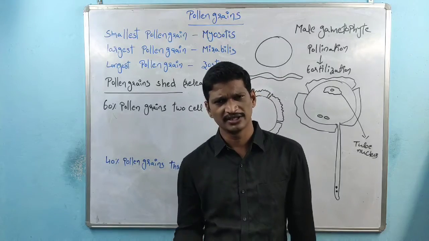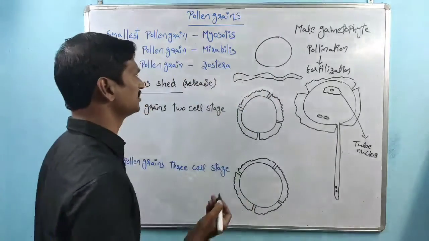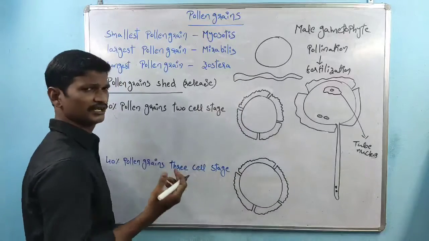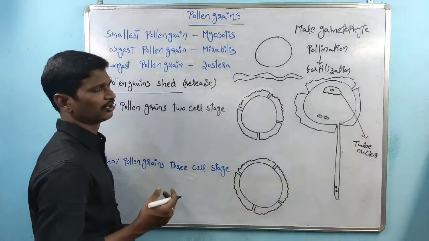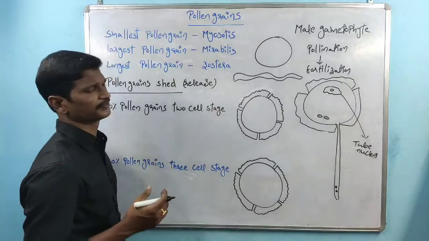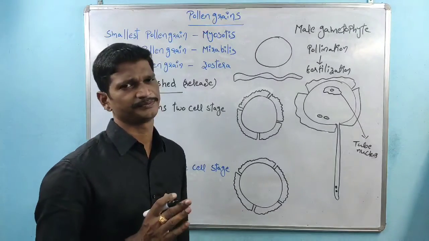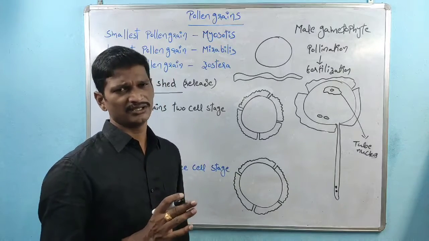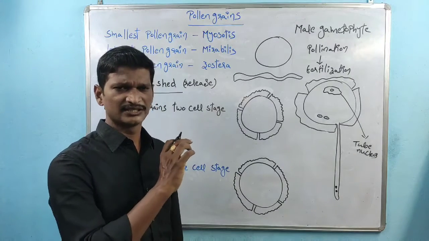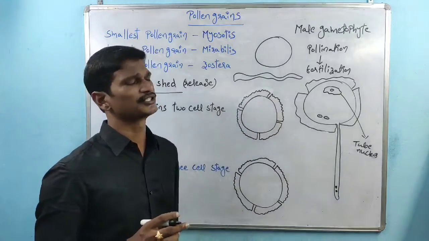Under the water, the pollen grains are released, and they have very heavy weight and the length is also long, with a ribbon shape. Zostera pollen grains. Zostera is a hydrophyte. It produces pollen grains whose length is very long. The shape is ribbon shape, right?